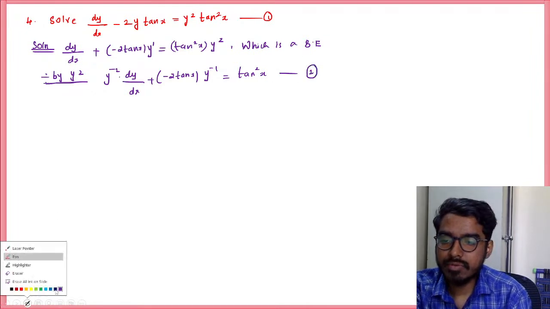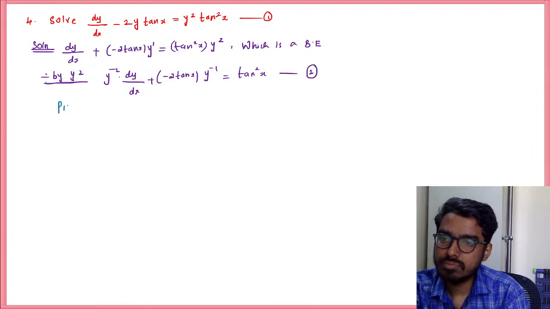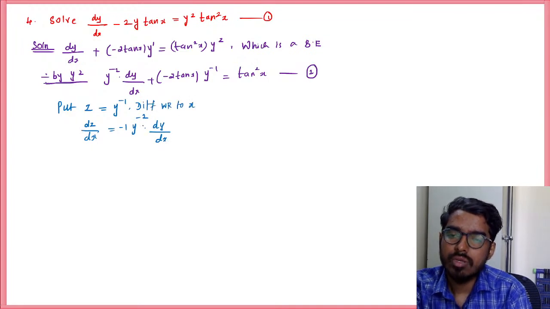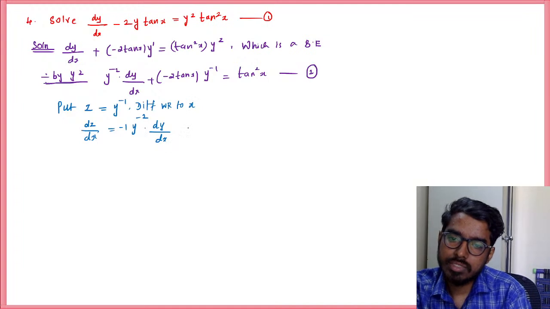So put z is equal to y power minus n. Therefore, dz by dx will be minus 1 y power minus 2 dy by dx, right? Differentiating with respect to x. So this implies y power minus 2 dy by dx is minus dz by dx.